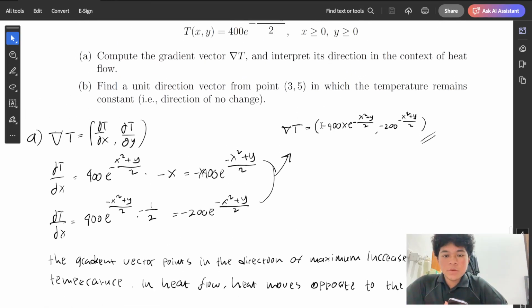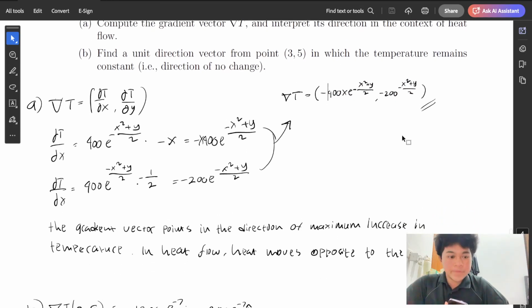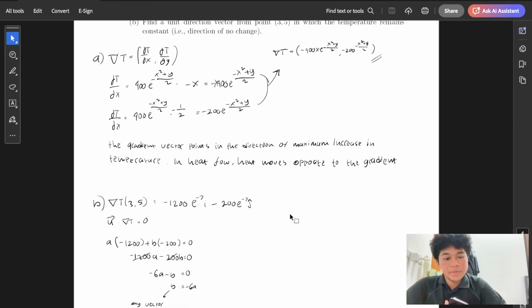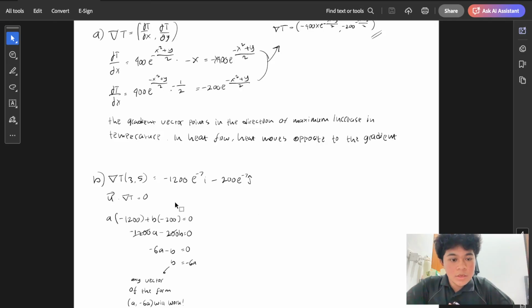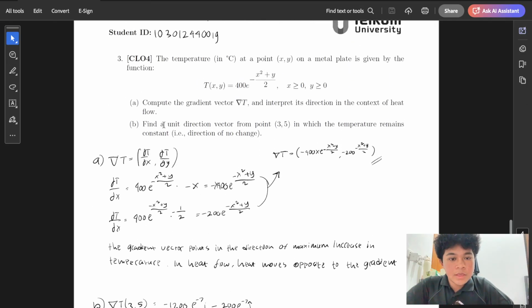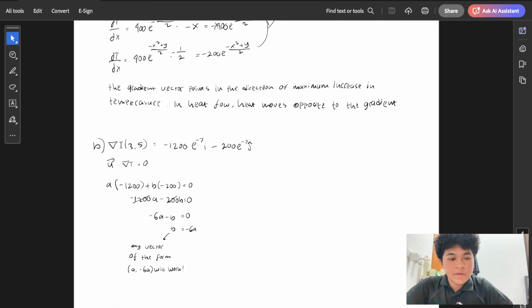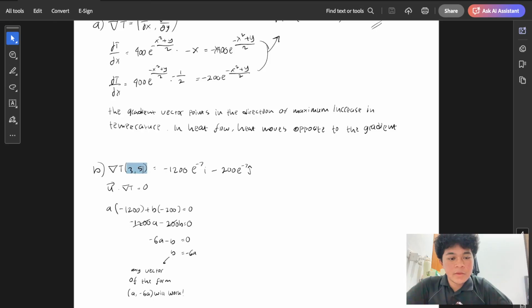So we just compute this with respect to x, this with respect to y, and we have to interpret its direction. The gradient vector points in the direction of maximum increase in temperature. In heat flow, heat moves opposite to the gradient. Okay, and we have to find the unit vector. So we compute first at the point (3, 5).